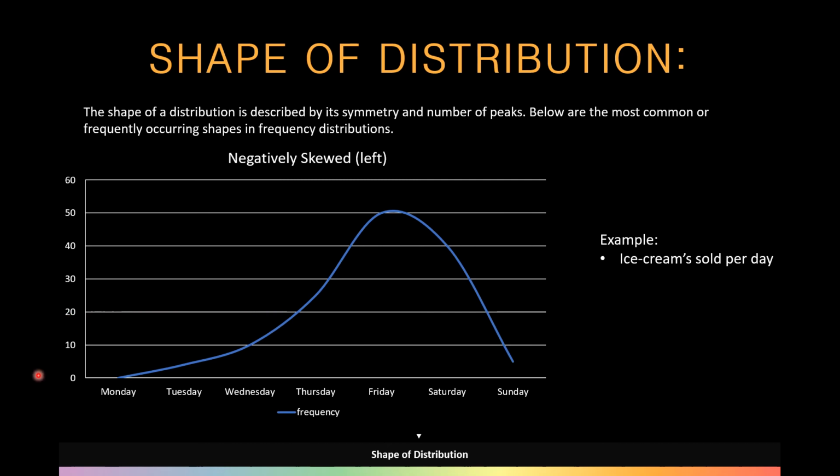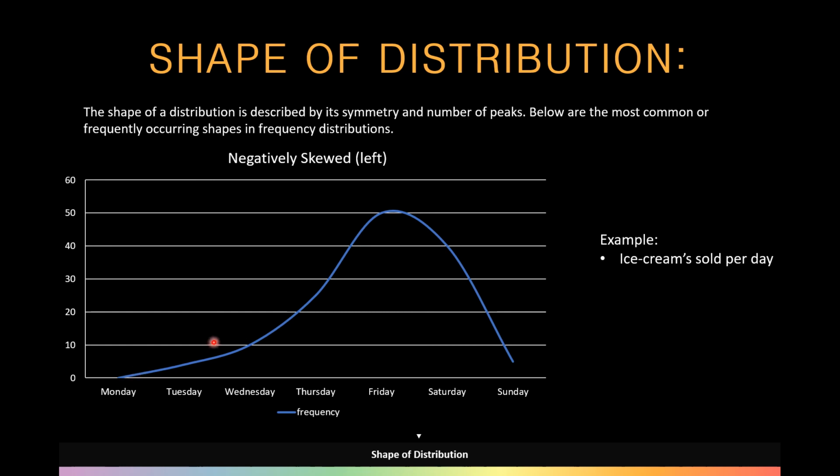Now, if we look at this graph, it is very, very clear that the graph is being pulled to the left. It looks skewed to the left. And why is this occurring? And that's probably because if we look at Monday to Wednesday, we notice that there is a very low number of ice creams being sold. So that suggests to us that this is where the extreme values are.